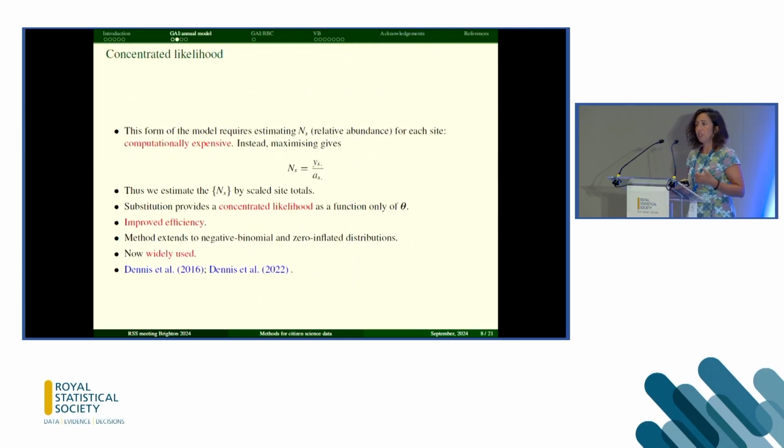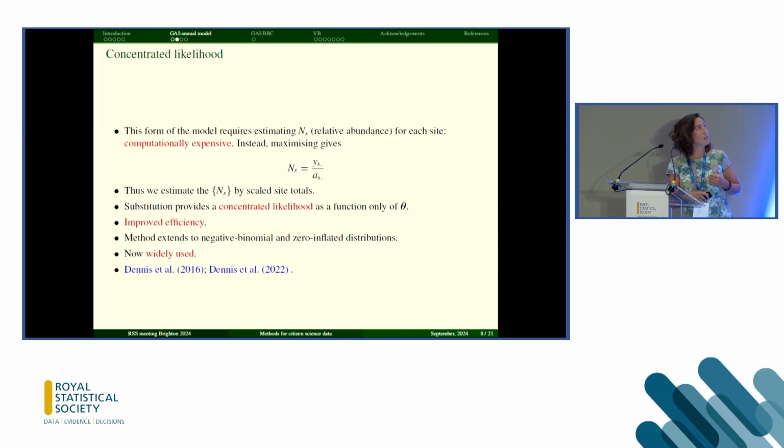Well, because as I mentioned, it's site-specific. So when we're looking at citizen science data, and in particular in the UK, in particular for butterflies, we're talking about thousands or tens of thousands of sites. So we can't, or it's computationally very expensive to, consider models with 10,000 site-specific parameters, right, these NS. So instead, what we do is we use this so-called concentrated likelihood approach.